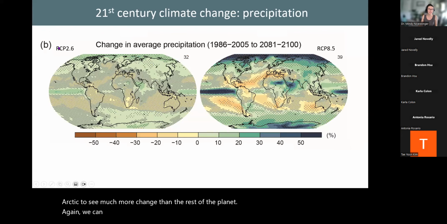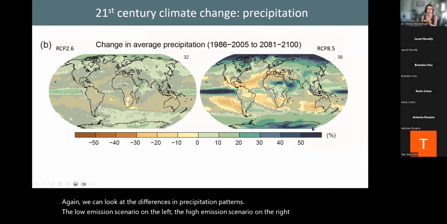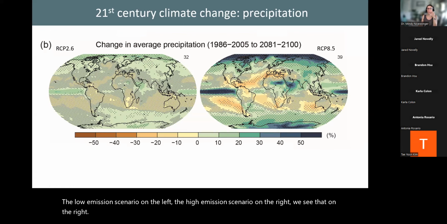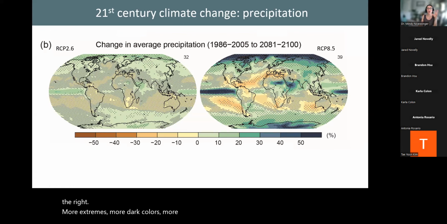Again, we can look at the differences in precipitation patterns. The low emission scenario on the left, the high emission scenario on the right. We see that on the right, more extremes, more dark colors, more light colors, so more floods, more droughts.